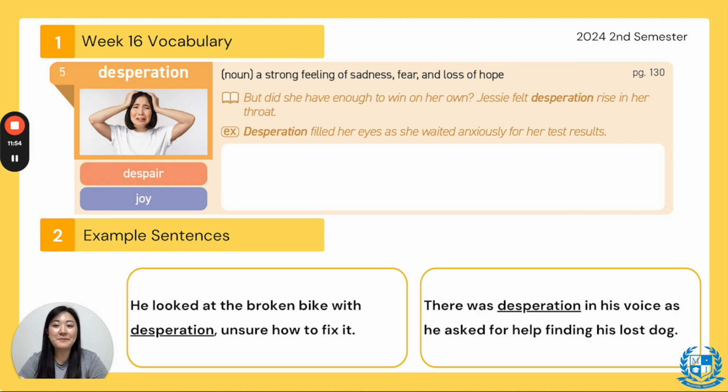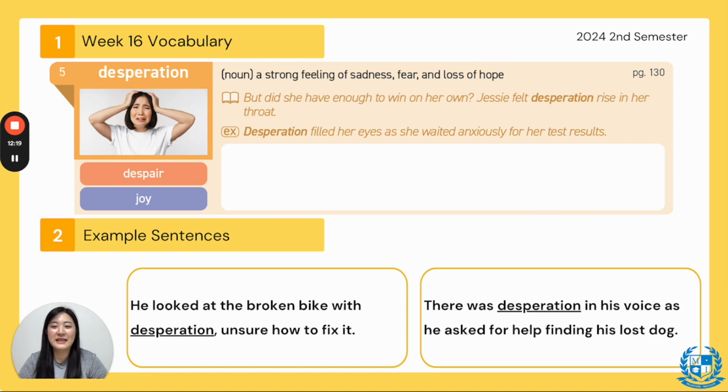Let's read the example together. Ready? 1, 2, 3. Desperation filled her eyes as she waited anxiously for her test results. So as you can see in the picture, she's waiting with desperation in her eyes. She's feeling nervous, she's sad, she has fear, she doesn't know anything.